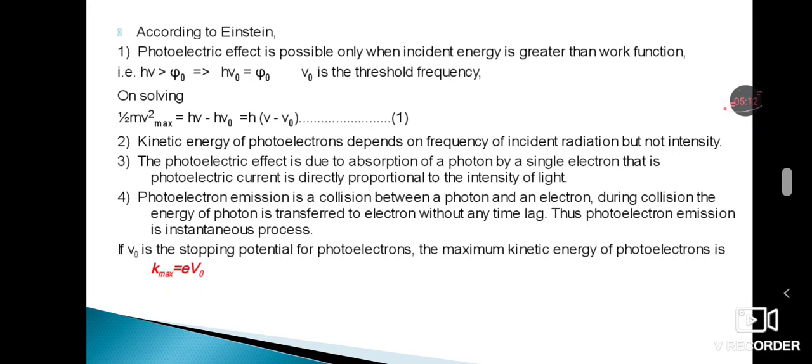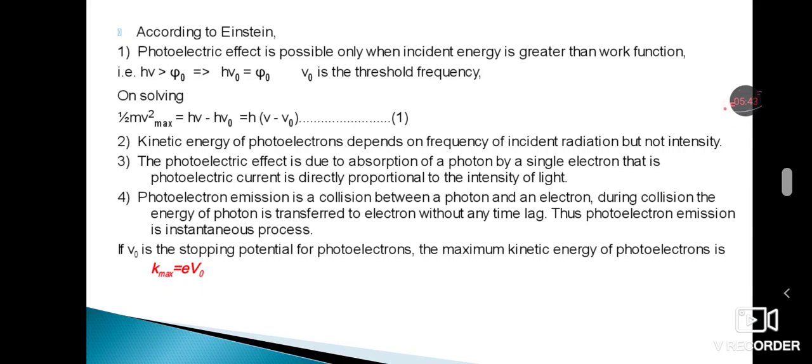Next we can study that if V0 is the stopping potential for photoelectrons, then the maximum kinetic energy of the photoelectron is given by K maximum is equal to e into V0. So V0 is the stopping potential. We have already studied what the stopping potential is: it is the minimum negative potential with which the photoelectric current becomes 0.